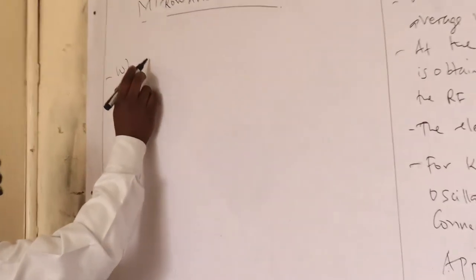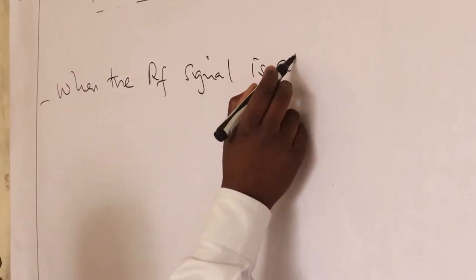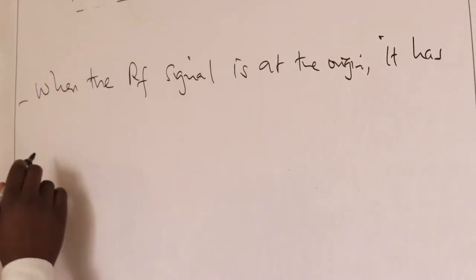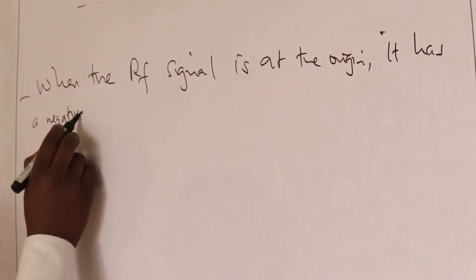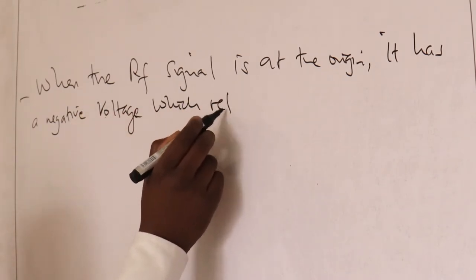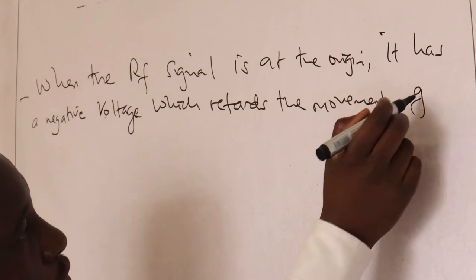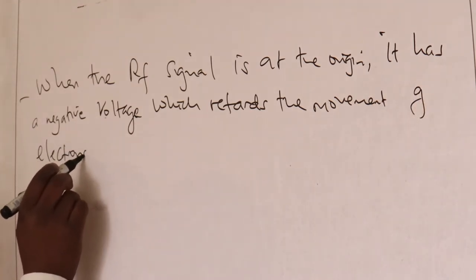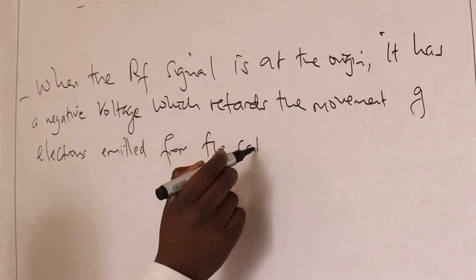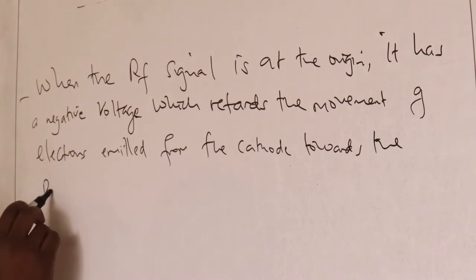So when the RF signal is at the origin, it has a negative voltage, which retards the movement of electrons emitted from the cathode towards the B plus terminal.